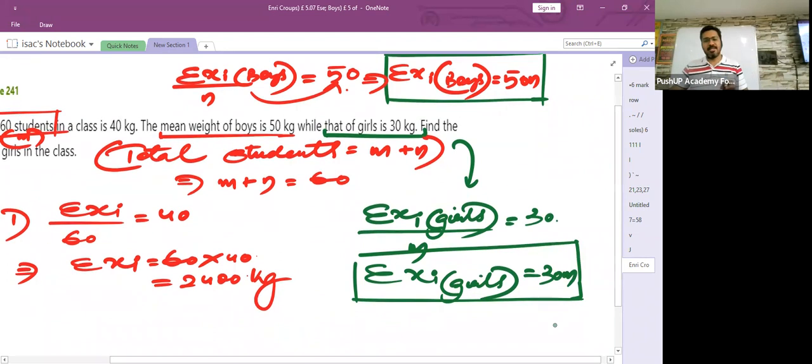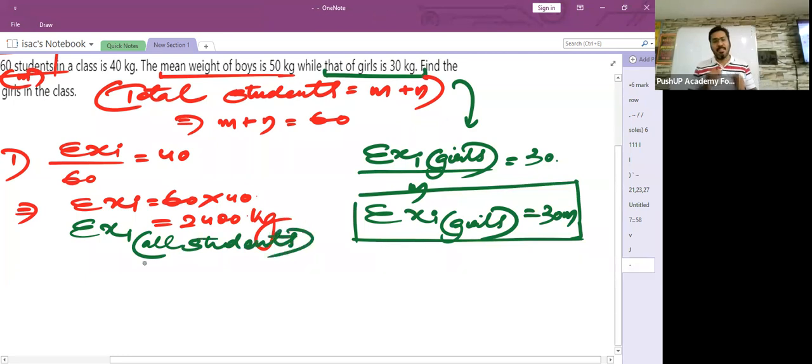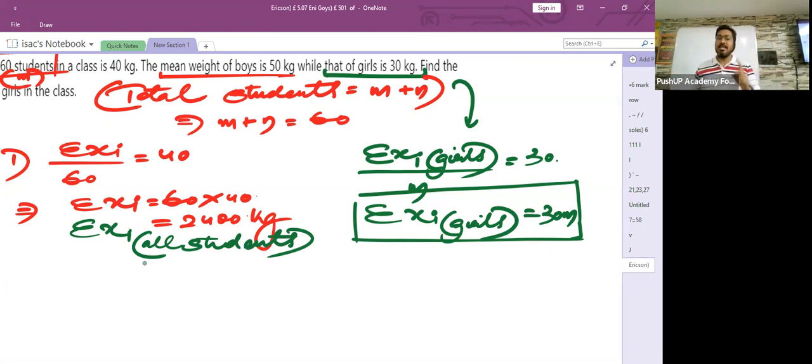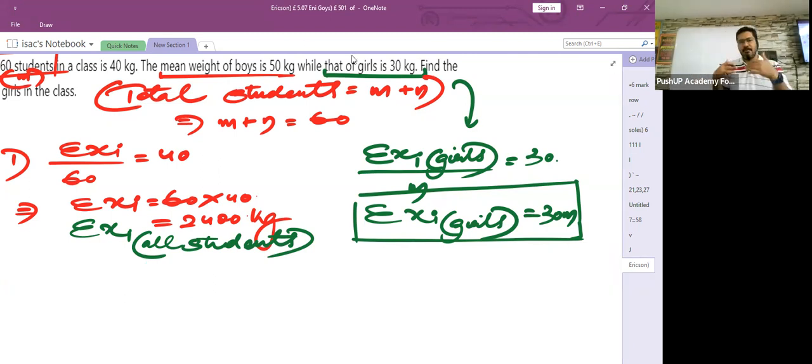Now listen to this very important part, children. You already knew that sigma xi of all students is equal to 2400 kg. What is the meaning of sigma xi of all students? The sum of the weight of all the students present in the class, which includes boys as well as girls, is equal to 2400 kg. Now, from a different angle, how can you create a new equation based on this concept? The sum of the weight of all the students in the class is 2400.